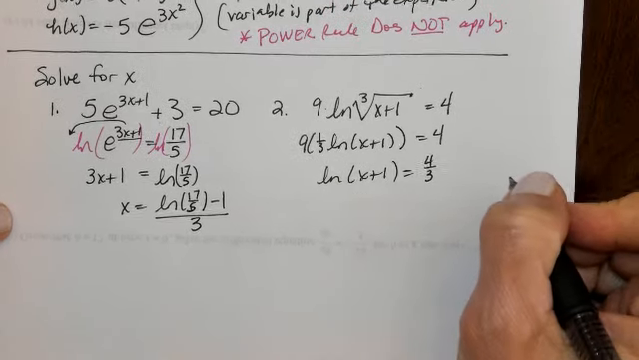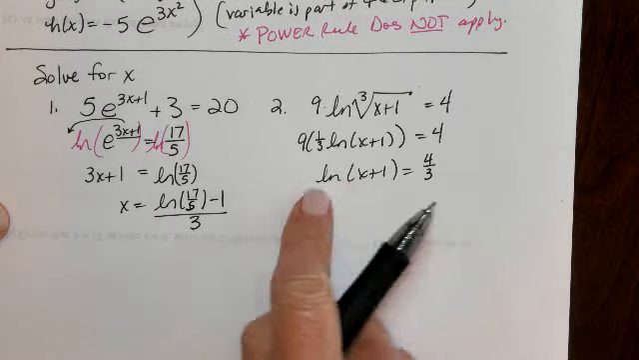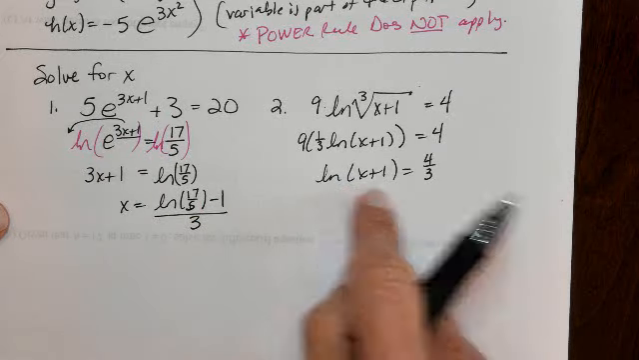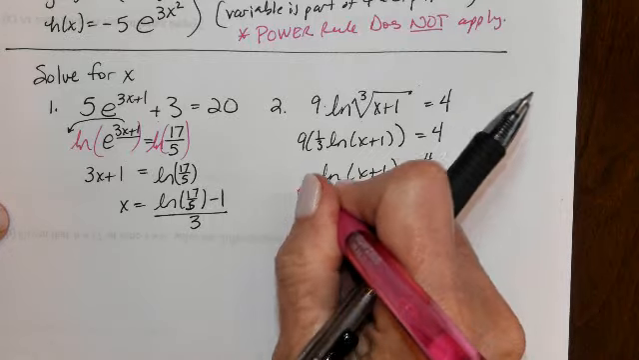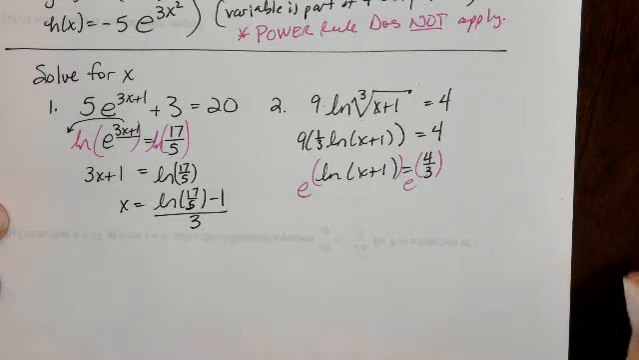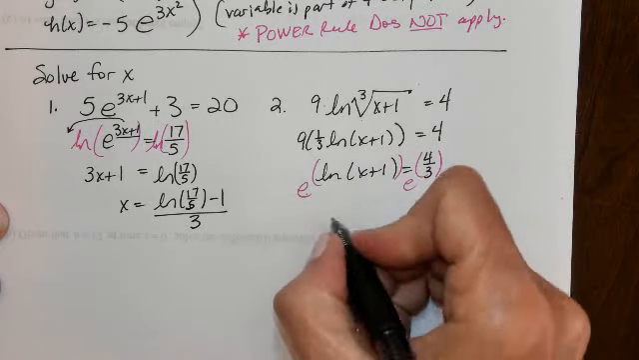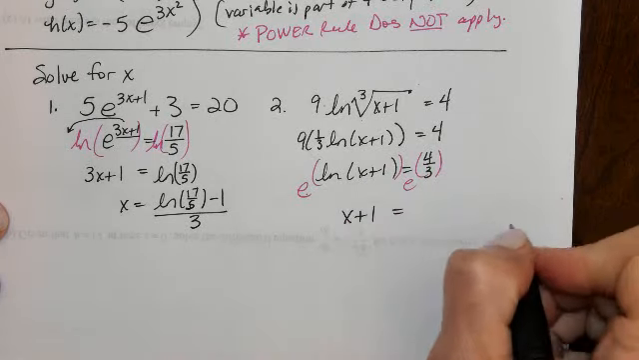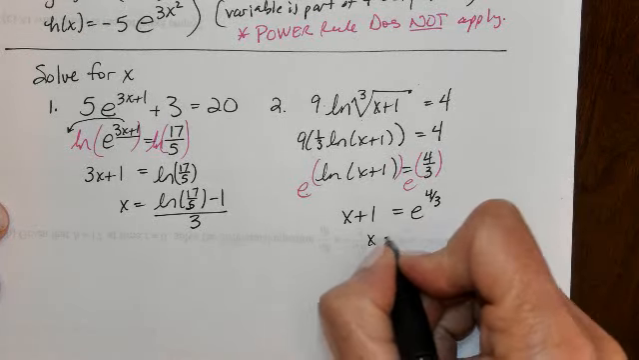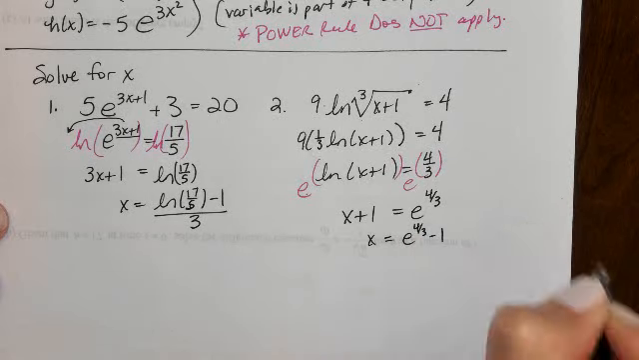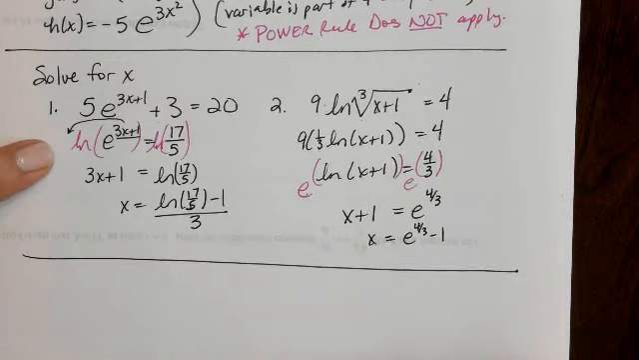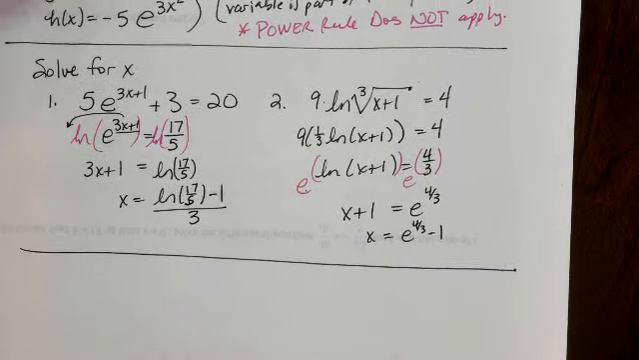So we have isolated the log. Isolate the exponential or isolate the log. And now I'm going to e to both sides. E to the left, e to the right. E to the ln of x plus 1 is just x plus 1. E to the 4/3 is e to the 4/3. And now just subtract 1. And you're done. So isolate, and then either take natural log of both sides or e to both sides, and then finish up.